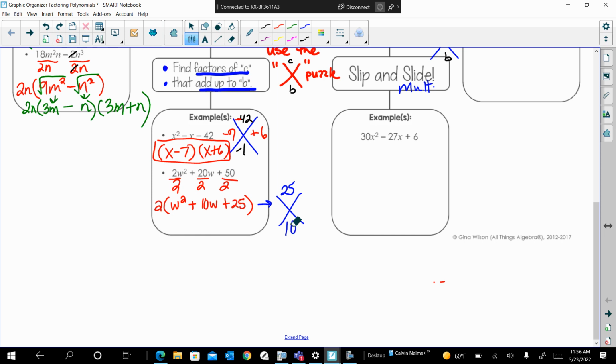Factors of 25 with the sum of 10. Yeah, 5 and 5. Okay, so we keep the 2 in front of the parentheses. This would be w plus 5 and w plus 5. Do y'all remember another way to write it when you have two factors that are the same? To square, yeah, so this would be 2 parentheses w plus 5 parentheses squared. This would be our final simplified answer.